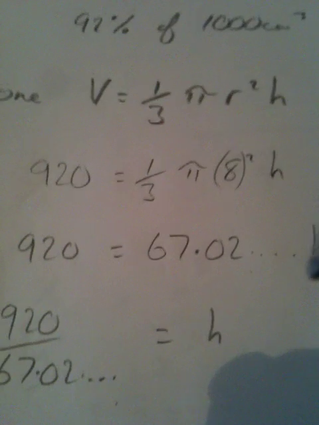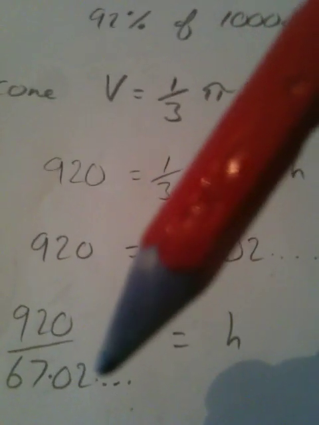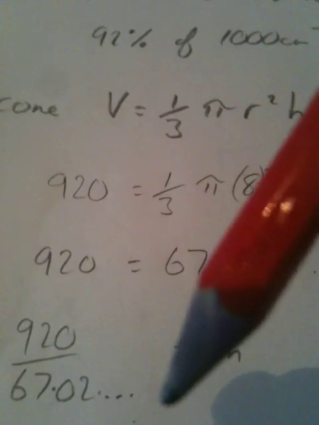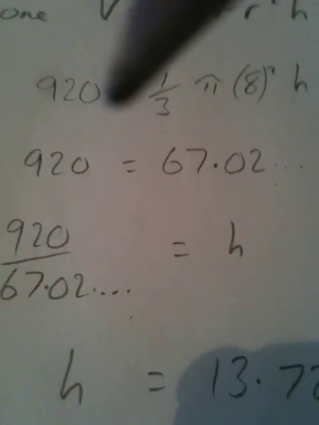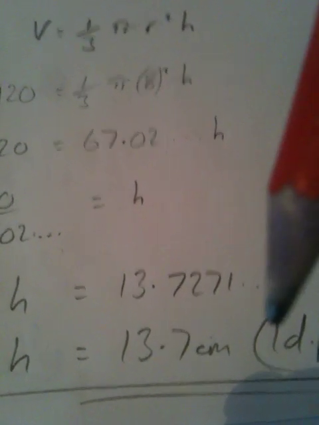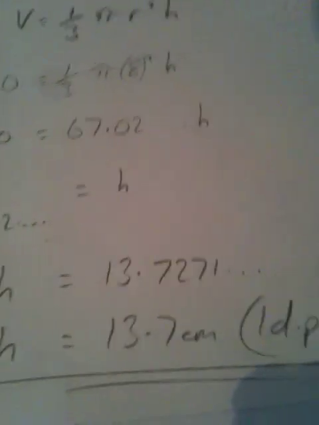So to get the height on its own, it'll be 920 divided by 67.02. Again, the reason why I'm not rounding is that if I use the exact value that was on the screen, I will not make a rounding error. I should only ever round at the very, very end of a question. So the height will be 13.7 centimeters to 1 decimal place. That's the 920 over the 67.02.